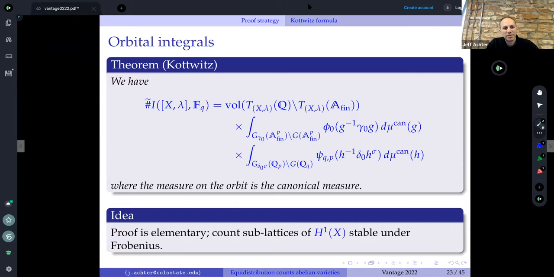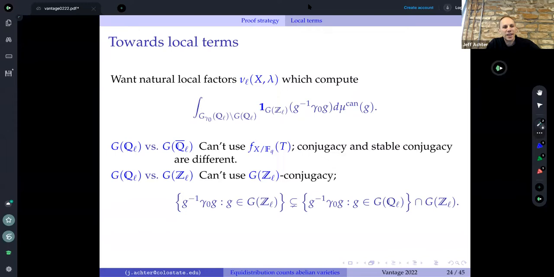And so the secret then is I want natural local factors which secretly compute the integrals like this that show up in the Kalman's form. And they can't be super naive though, because I can't just use a characteristic polynomial of Frobenius, because since GSp isn't GL_n, conjugacy and stable conjugacy are different. The other thing that happened is I can't just use conjugacy in G of Z_l, because it turns out you can have two integral matrices that are conjugate with Q_l coefficients, but they aren't conjugate with Z_l coefficients. And once you decide you're going to go look for things like that, examples are everywhere.